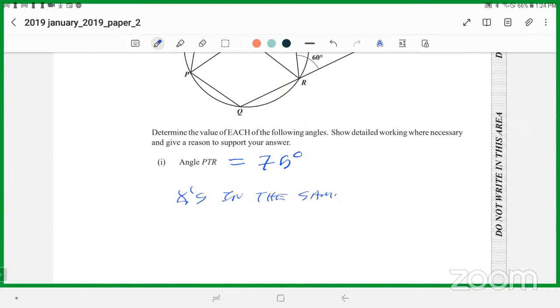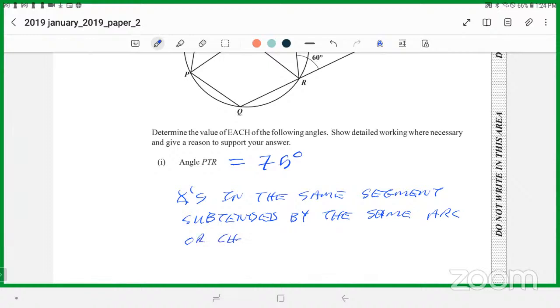Angles in the same segment subtended by the same arc or chord, same arc or chord, those angles are equal.